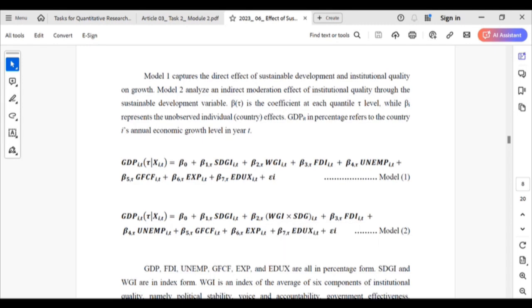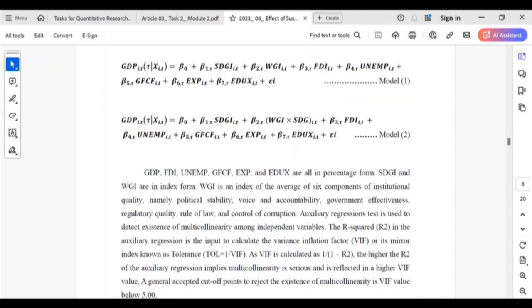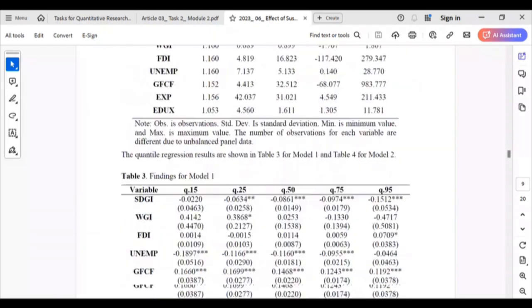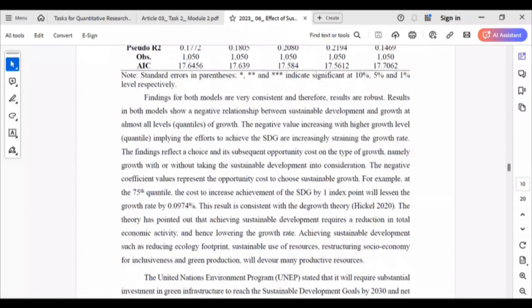So sometimes you use this for this concept. Or in this case, I want to see the impact of institutional quality on the relationship between sustainable development goal and GDP. That means you add it together, and are they affected or not? Okay. Then of course, the findings.